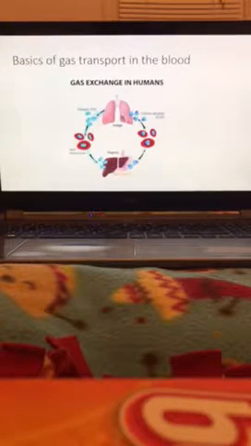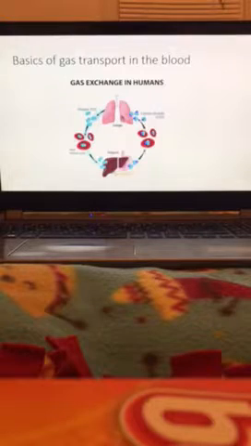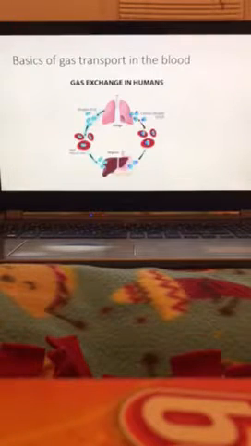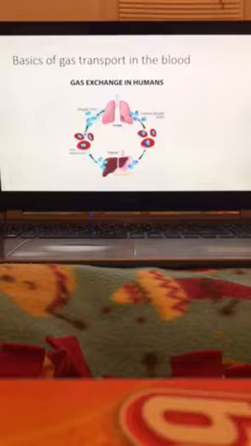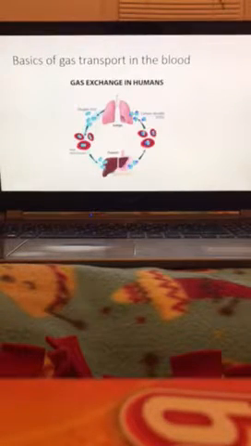Next thing we'll cover is the basics of gas transport in the blood. So for oxygen, blood transports 20 volume% of oxygen, 100 times as much as will dissolve in physical solution. Hemoglobin in red blood cells combines with oxygen. For carbon dioxide, most diffuses from blood plasma into the red blood cells. Red blood cells transport the carbon dioxide.